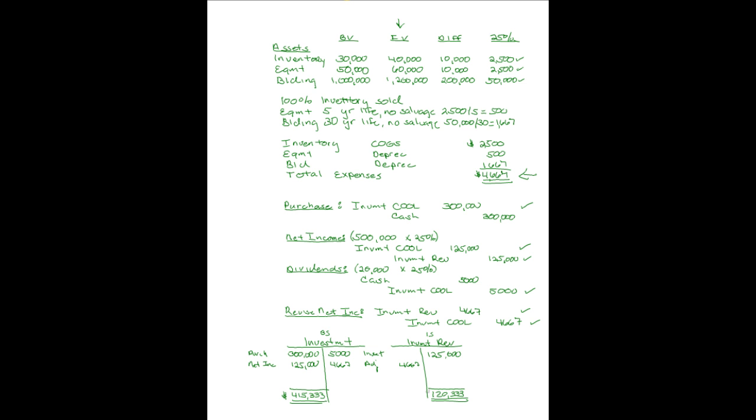The $4,667 adjustment lost its character. It's not cost of goods sold and depreciation. It's just all buried in that one line on the income statement. So our income for Cool investment would be $120,333.